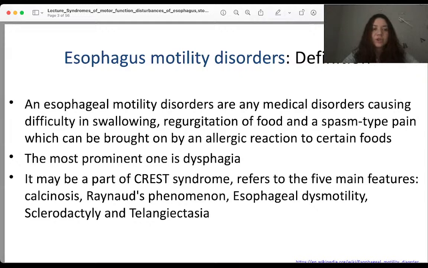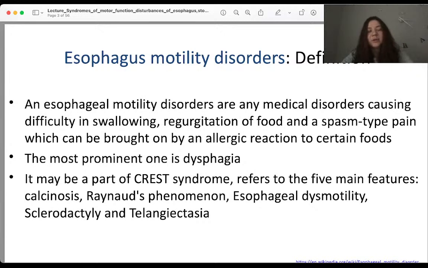Let's give a definition. Esophageal motility disorders are many medical disorders causing difficulty in swallowing, regurgitation of fat, and spasm-type pain, which can be brought by an allergic reaction to certain foods. The most prominent one is dyspepsia. It is the most typical, the most frequent symptom in upper GI disorders.